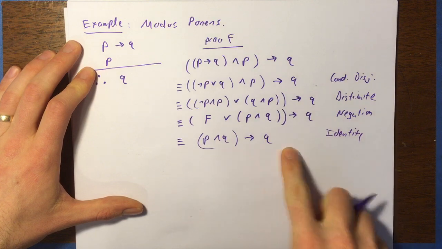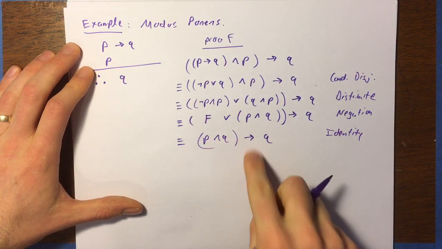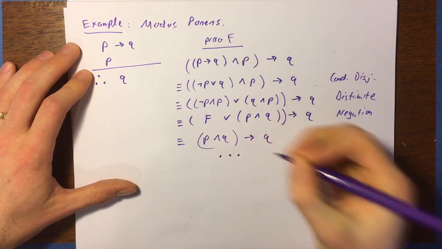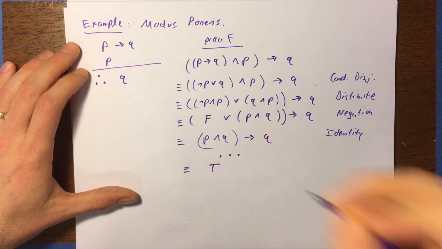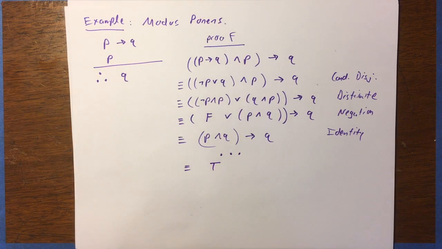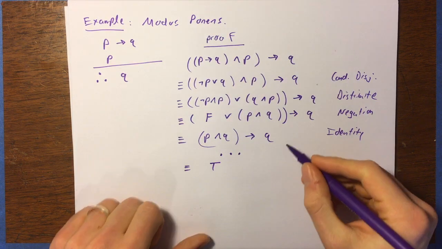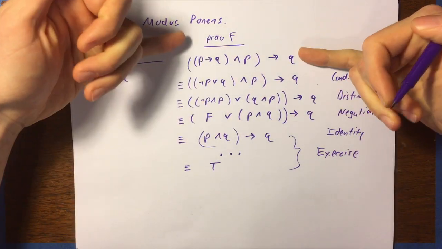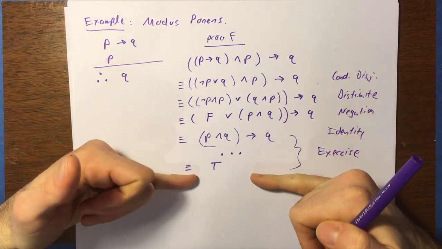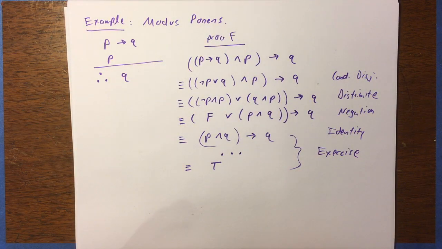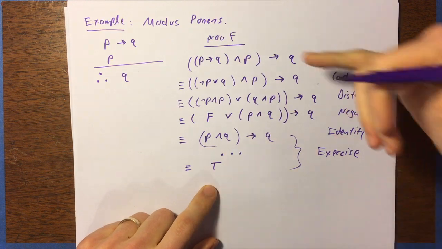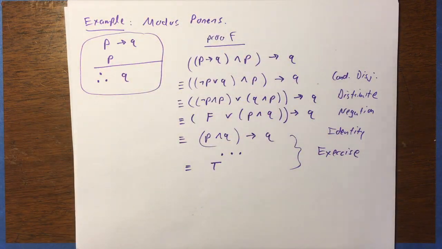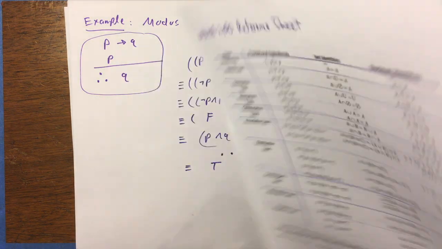Now, this might look familiar. P and Q implies Q. This is actually, on your assessment you actually prove this is equivalent to true, right? So actually I'm going to put a dot there because this portion of it here is an exercise that I've assigned you. So I've shown you how to manipulate it to this point, and then you can show that's true on your own. And then that would then complete the proof that this is a tautology and therefore this is a valid argument.